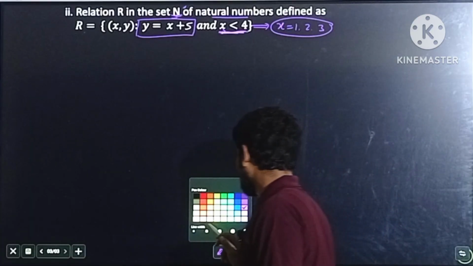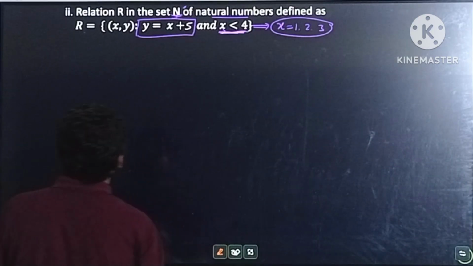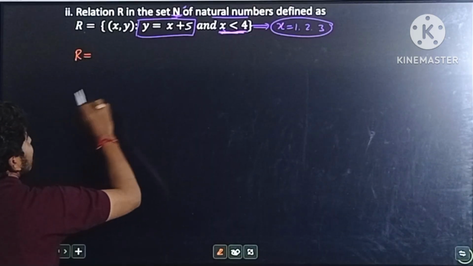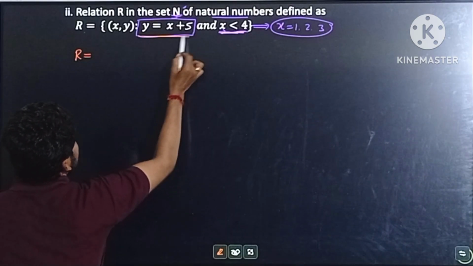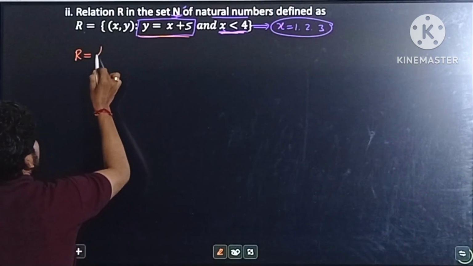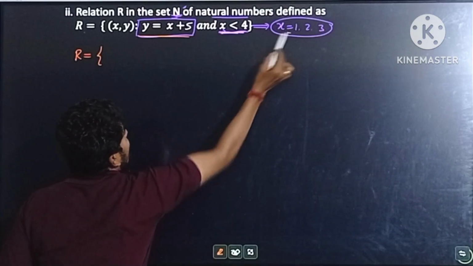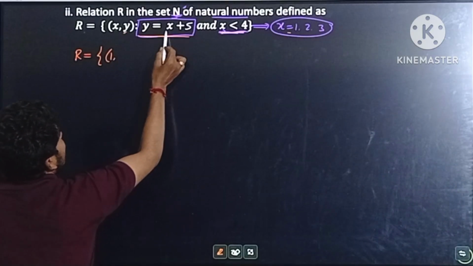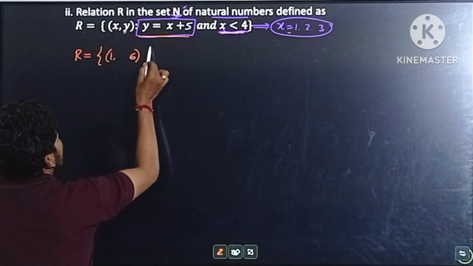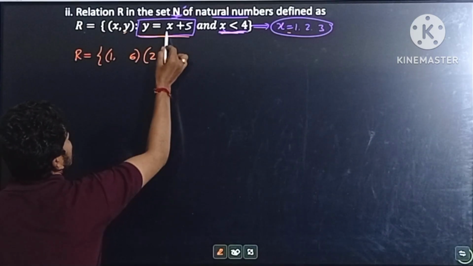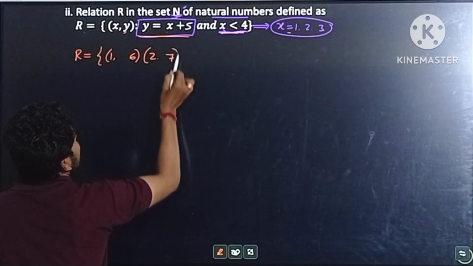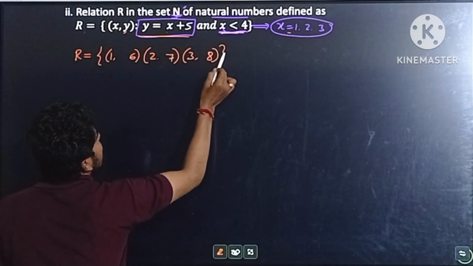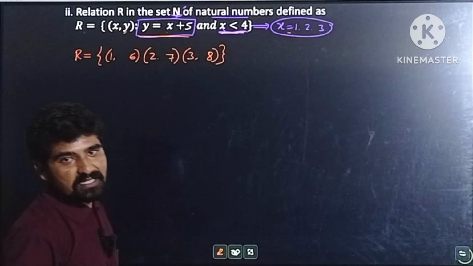Now therefore the roster form of this relation R is, observe here the relation between x and y is y equals x plus 5. So when x is equal to 1, the value of y is 1 plus 5, 6. And then when x equals 2, 2 plus 5, 7. And then when x equals 3, 3 plus 5 is 8. So these are the only three pairs that exist in this relation R.